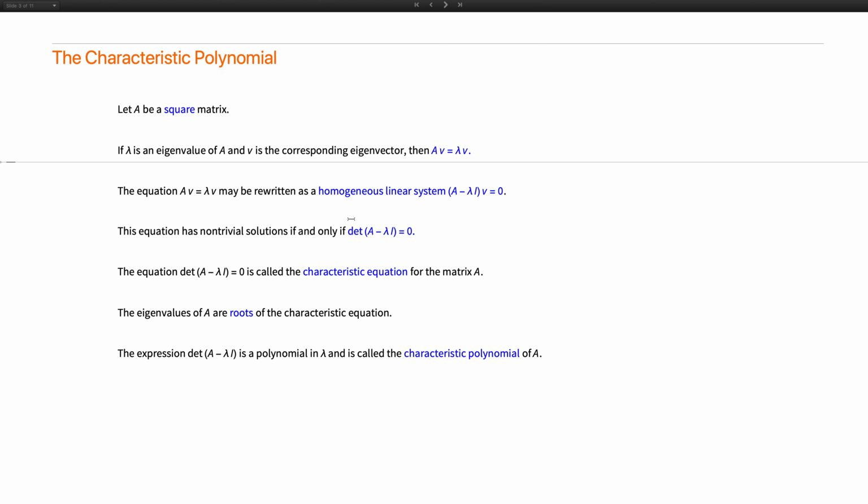And this equation will have non-trivial solutions if and only if the determinant of that left-hand side matrix is 0. So this equation over here is called the characteristic equation for the matrix A. And the eigenvalues are the roots of the equation. And the left-hand side is called the characteristic polynomial of A. So the characteristic polynomial is a determinant which depends upon A and lambda.